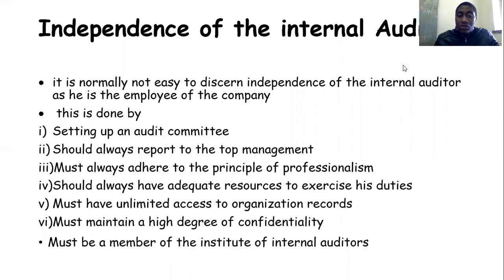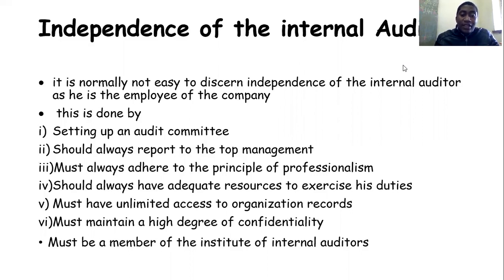Then number three, the auditor must always adhere to the principles of professionalism. Number four, should always have adequate resources to exercise his duties. The auditor should not rely upon someone for these resources. Once there is a reliance, there's no longer independence. The auditor will be dependent on someone for the resources. So if the auditor is dependent, he cannot give a fair view of the internal control systems of the organization.